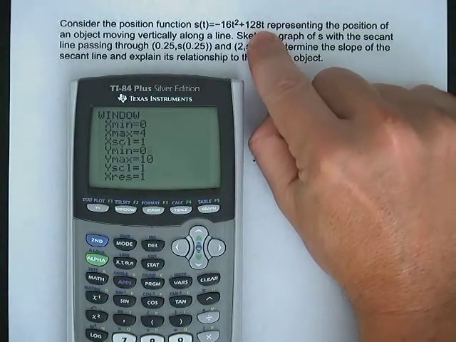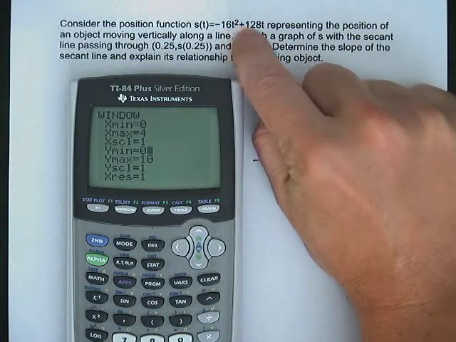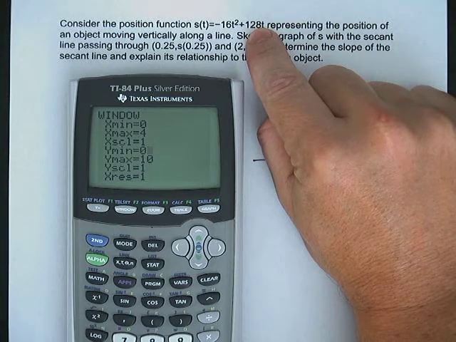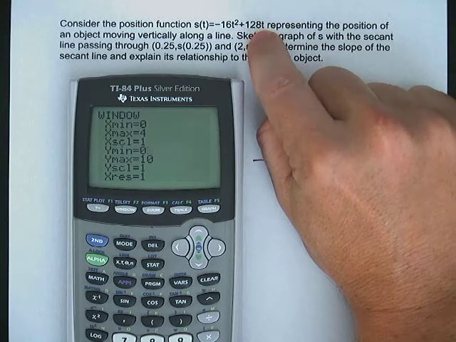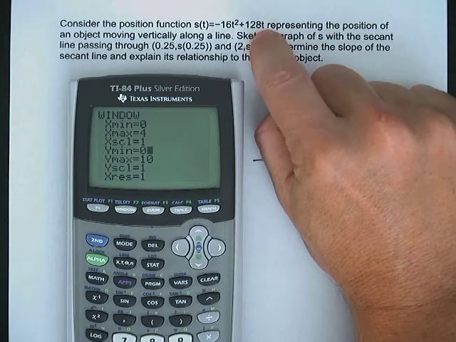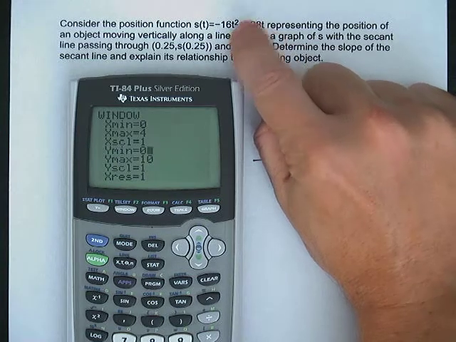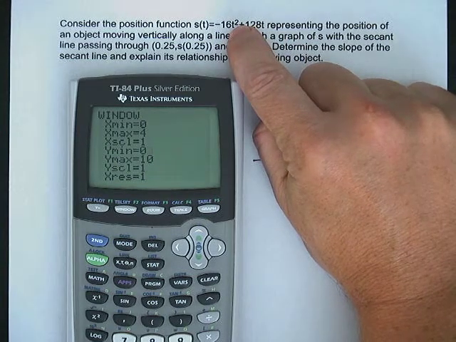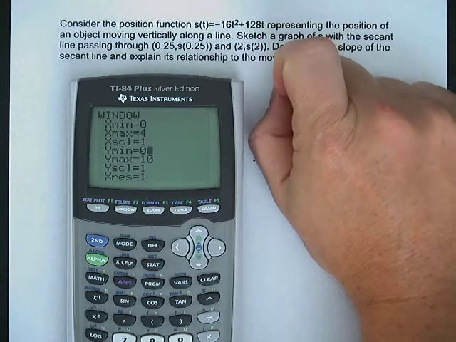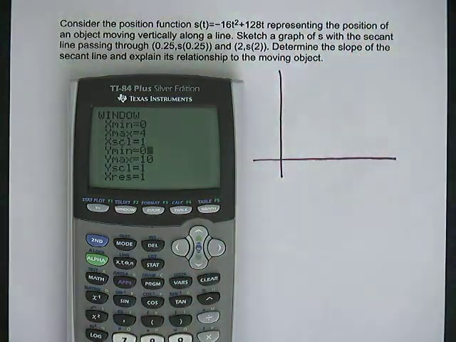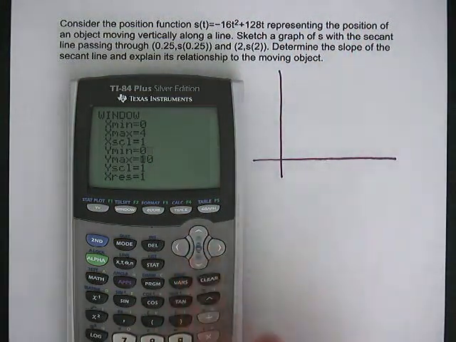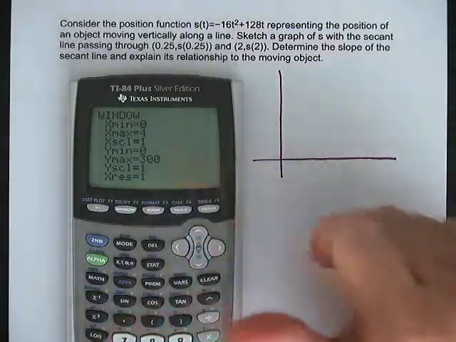If we plug in a 1 here, this would be negative 16 plus 128. So we're looking at a pretty large number, 112 right off the bat. If we plug in a 2, that's 256 minus 64, but it's still very big. So it's going to get into the hundreds pretty quick. Let's go up to like 300 on the y max and see what that does for us.